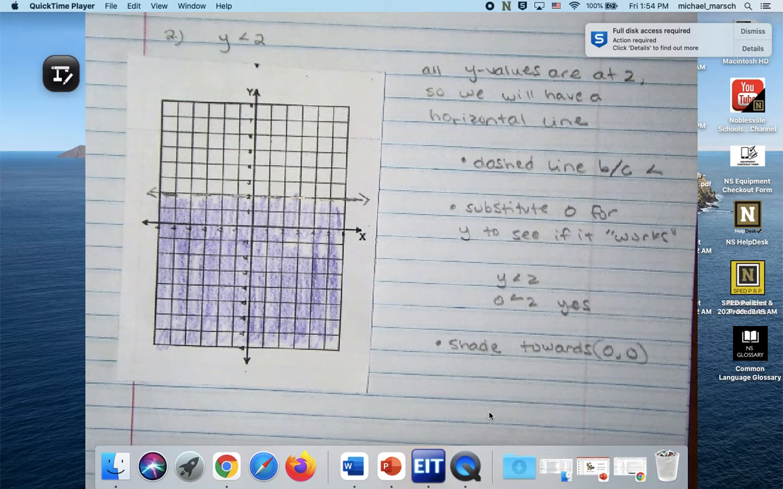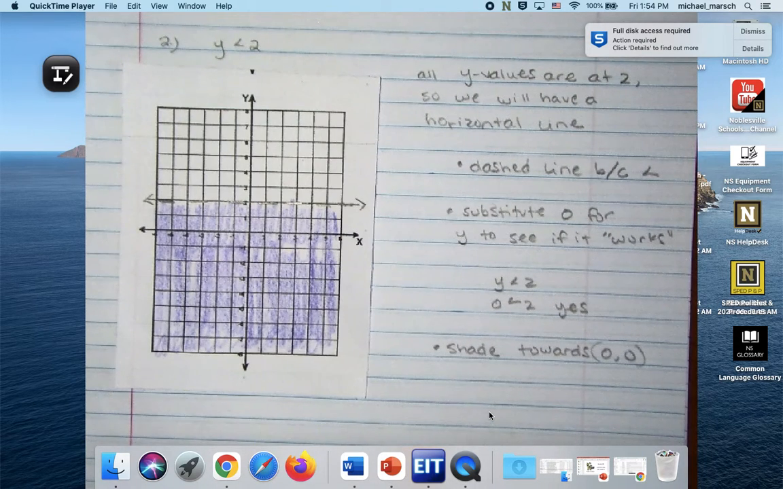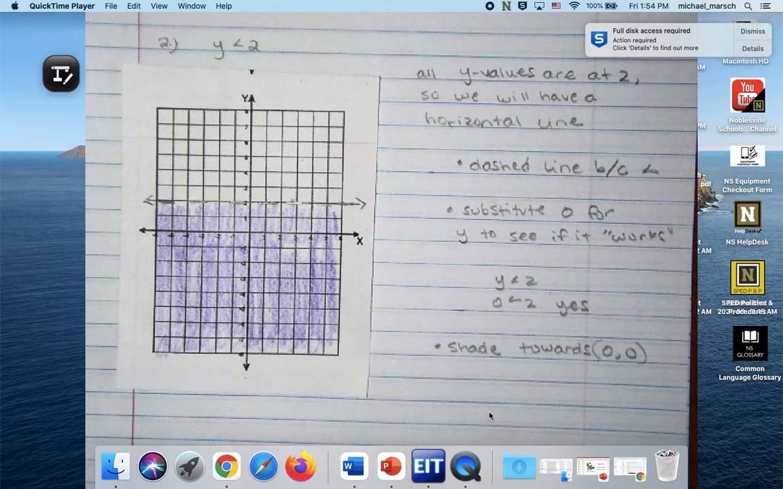Any questions about one variable inequalities? I'm sorry? What was that, Lux? Can I see the other picture?